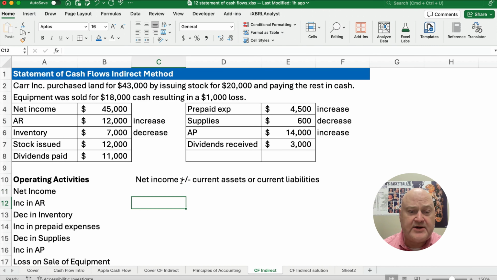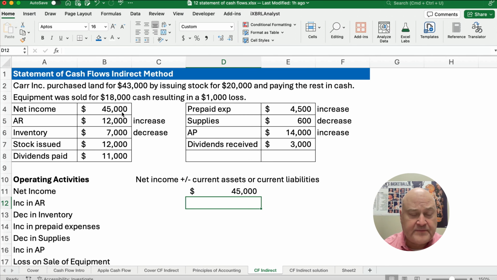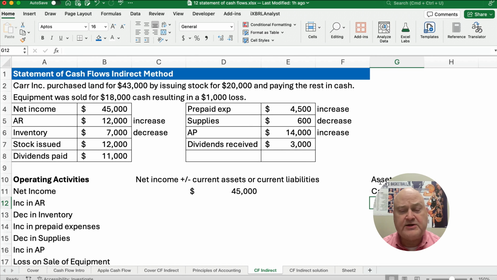All right, so what is our net income? Our net income is $45,000. We'll just point to that, $45,000. Now we have an increase in accounts receivable. So here's our rules. If an asset goes up, we're going to assume that cash goes down. It's as if we're buying an asset and paying for it with cash.